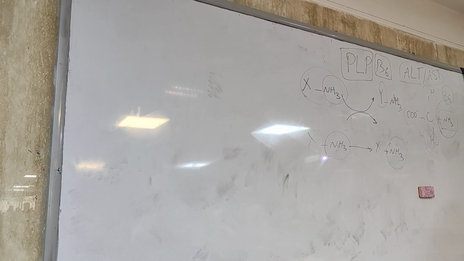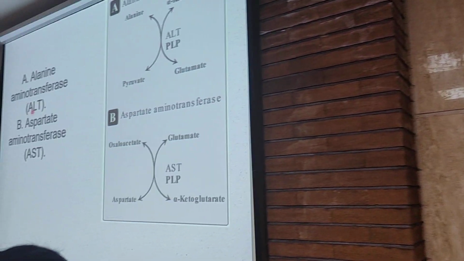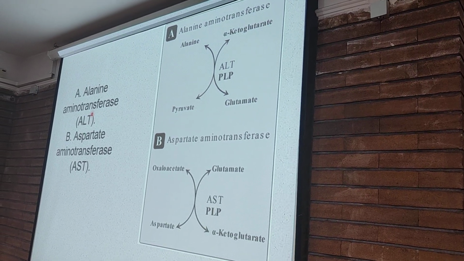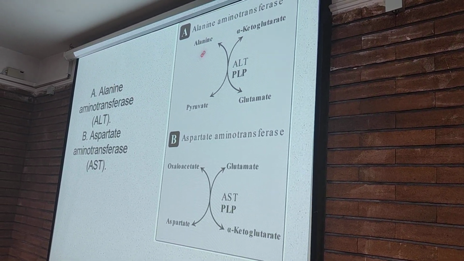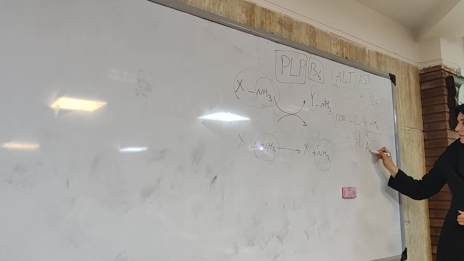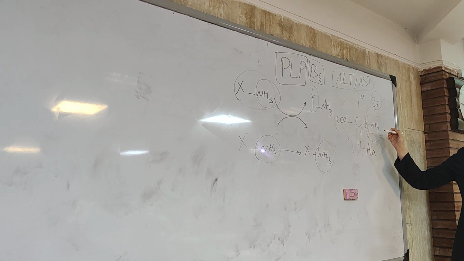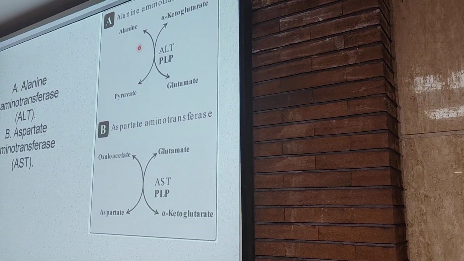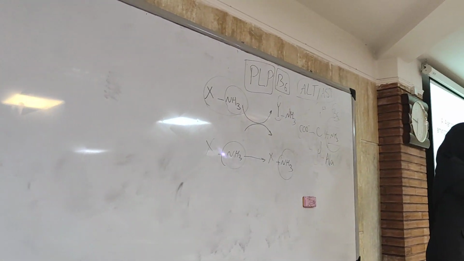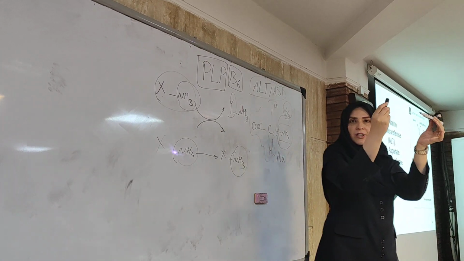What is the function actually? As I mentioned, aminotransferases are specific to each kind of amino acid. When we say alanine, it means that the donor of the amine group is alanine. This is the alanine amino acid. Alanine donates its amine group to the alpha ketoglutarate. Again, all the time we have alpha ketoglutarate as an acceptor of the free amine.